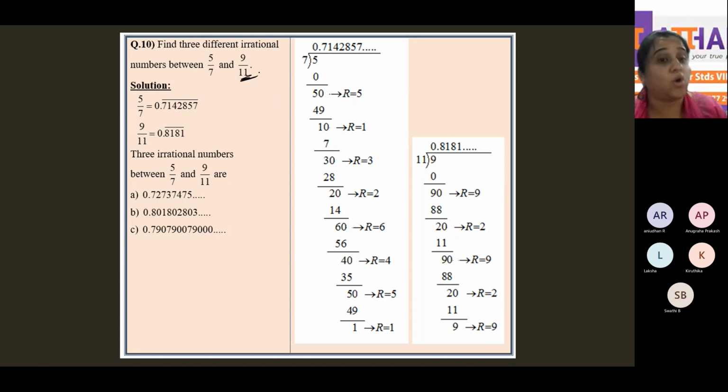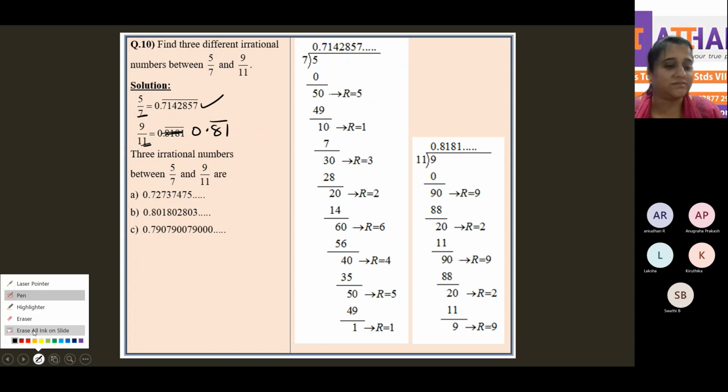Okay, now see the next one. The next one, 9 by 11, is also a P by Q form. It is a rational number. Either it should have a terminating decimal expansion or a non-terminating repeating. So if you divide, this is what you're getting, 81, 81, 81, non-terminating, repeating. Now we have found the decimal expansions of 5 by 7 and 9 by 11. 5 by 7 is this one.